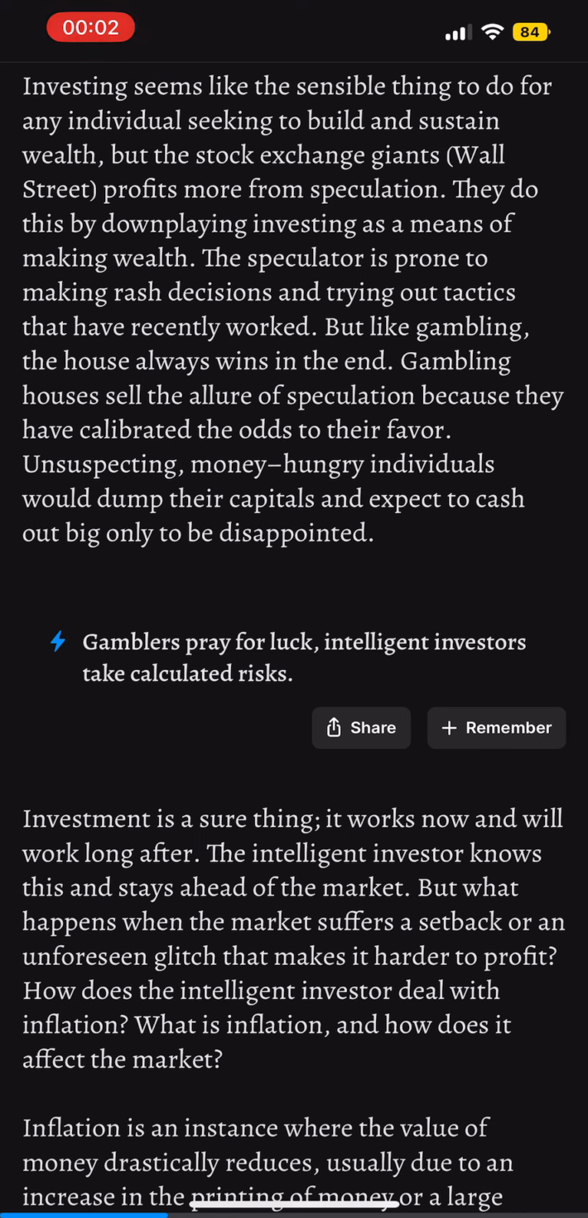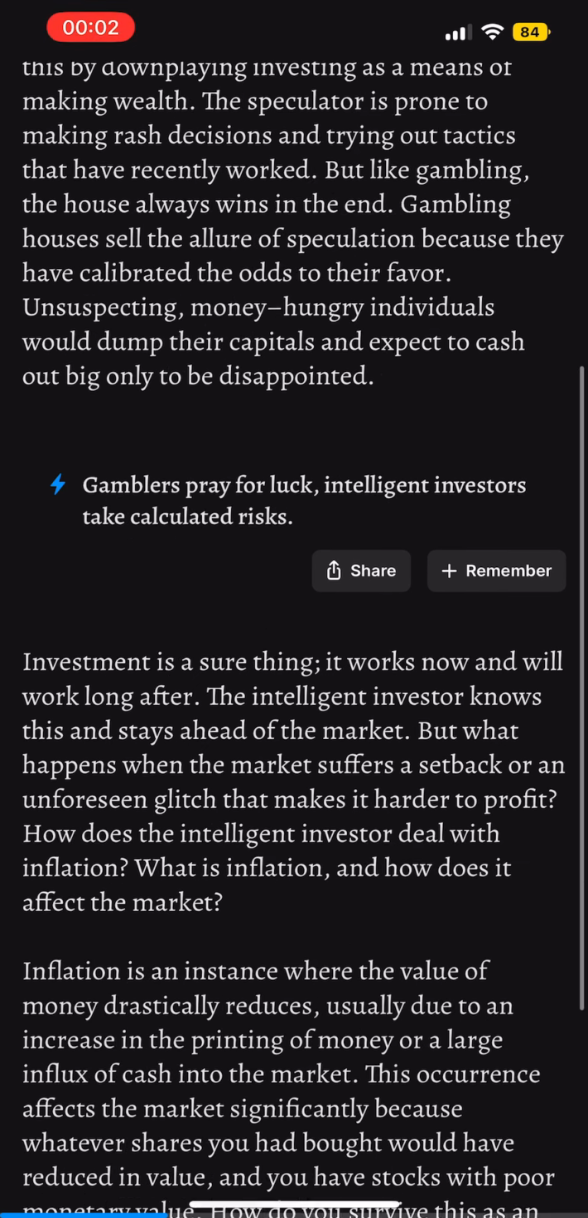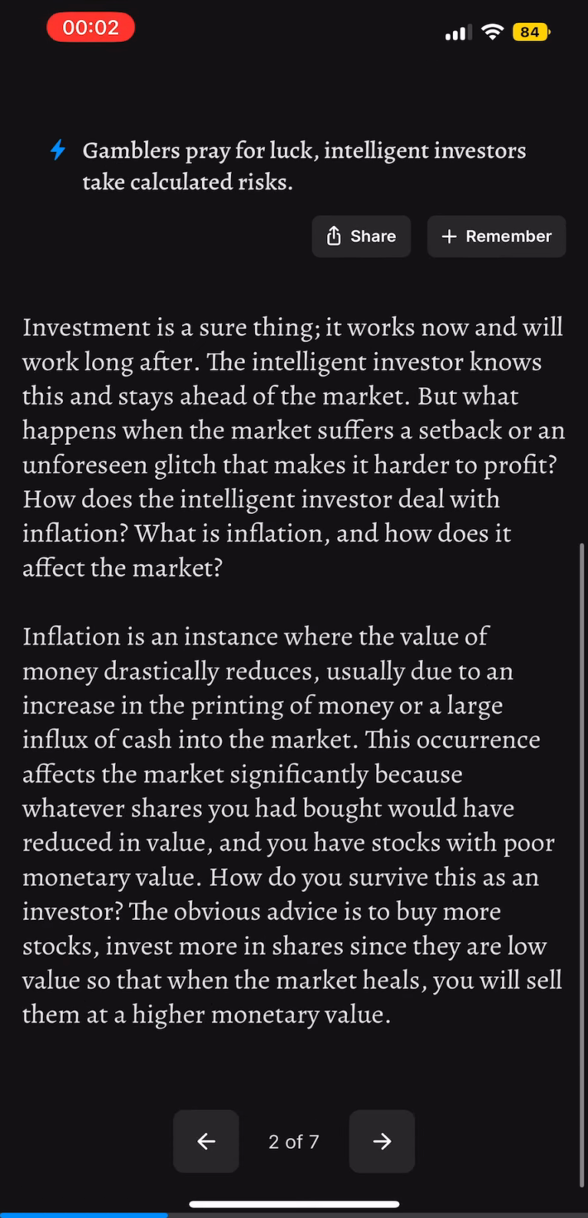Gambling houses sell the allure of speculation because they have calibrated the odds to their favor. Unsuspecting, money-hungry individuals would dump their capitals and expect to cash out big only to be disappointed. Gamblers pray for luck. Intelligent investors take calculated risks. Investment is a sure thing. It works now and will work long after. The intelligent investor knows this and stays ahead of the market.